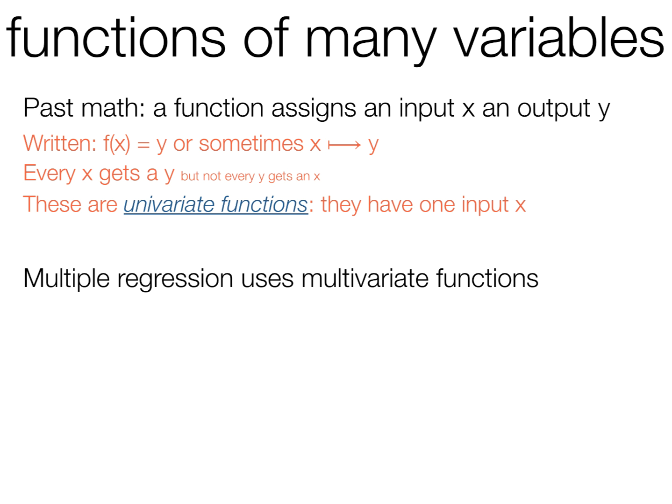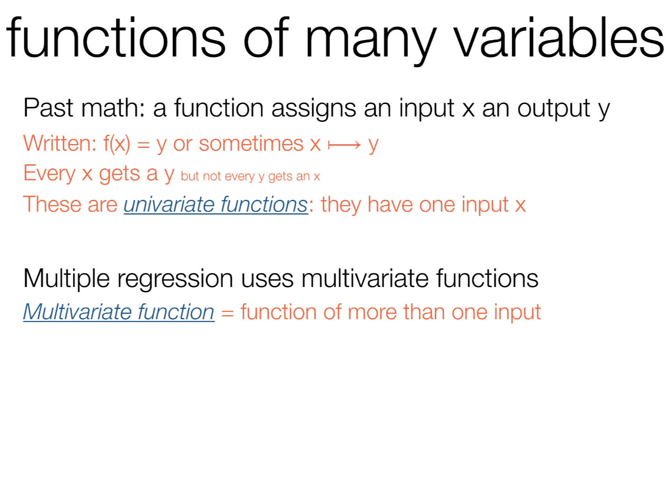Multiple regression, by contrast, uses multivariate functions. A multivariate function is a function of more than one input. So if there are two, it would look like this: f of x1, x2 equals y, or sometimes we would say the pair x1, x2 gets mapped to y. Or sometimes, if we don't want to use x1 and x2, we would say f of x, y equals z, and that would be fine as well.